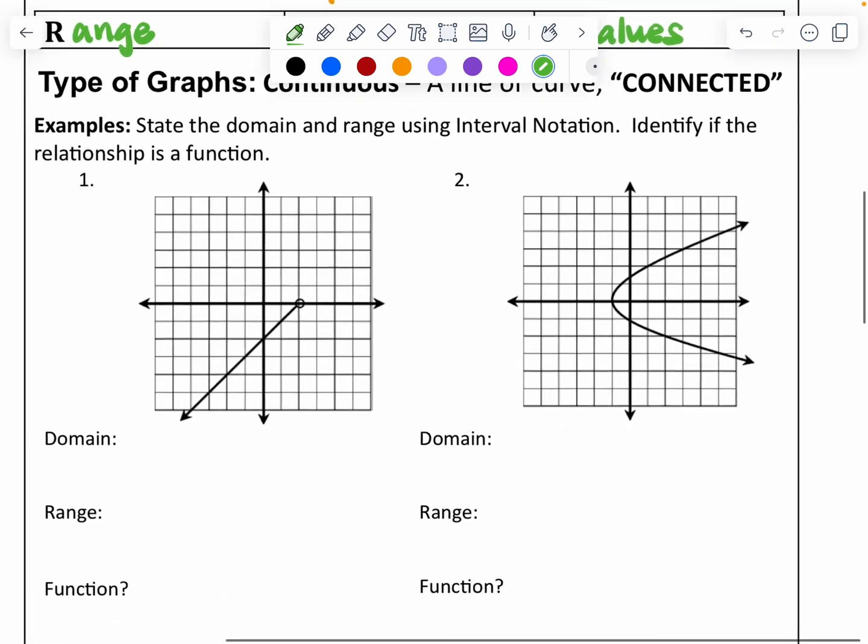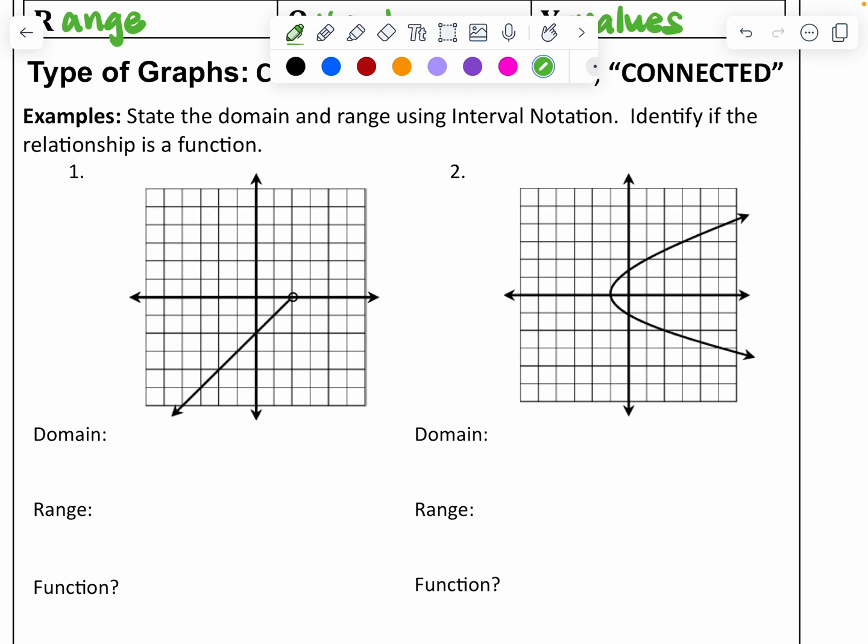So let's look at these continuous graphs. We're going to state the domain and range using interval notation and determine whether it is a function. So for domain, we see that we have an open circle here at positive 2, so that's going to be a parentheses. And then we have an arrow that's pointing down and left, and this is going to continue on forever. So we're going to say that for the left, it's a negative infinity. So negative infinity, 2 is the domain.